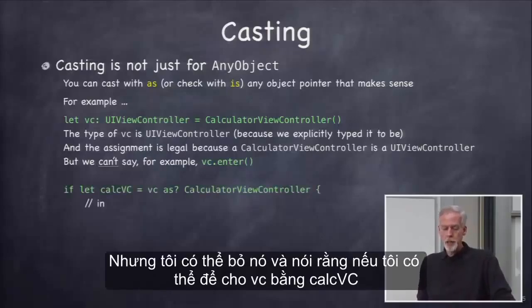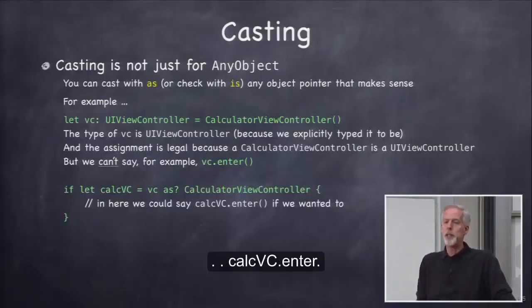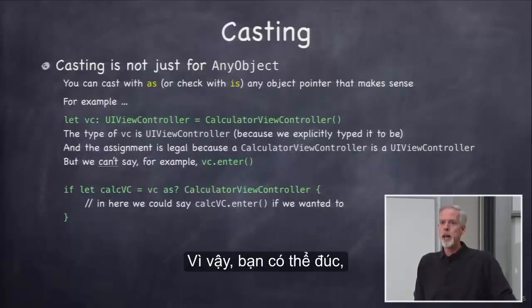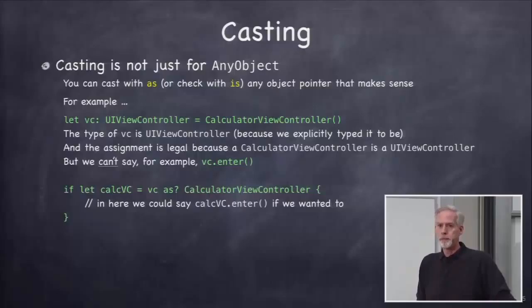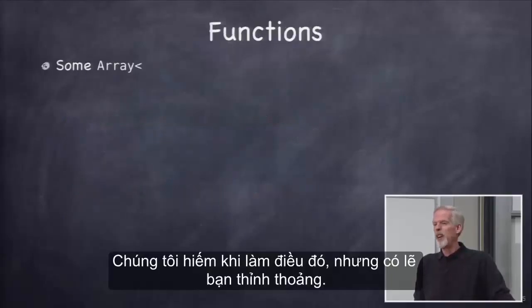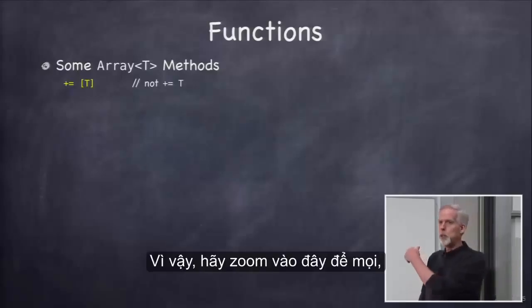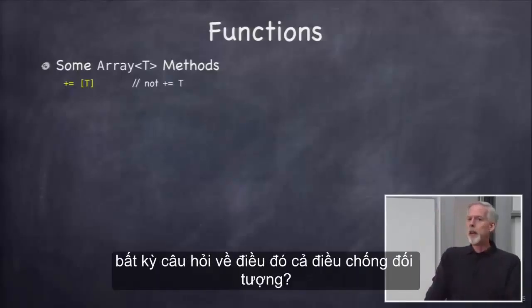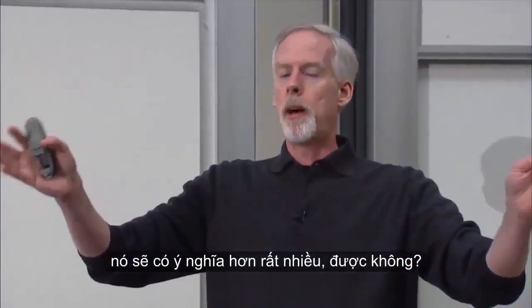But I could cast it and say, if let calcVC equal vc as calculator view controller, now I can say calcVC.enter. Okay? So you can downcast through your inheritance hierarchy as well. You rarely do that, but might occasionally. All right, so any questions about that whole AnyObject thing? When you see it in action, it'll make a lot more sense.